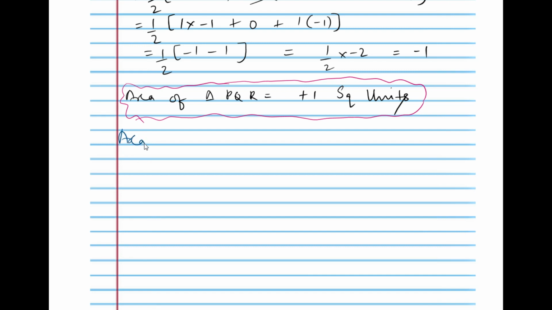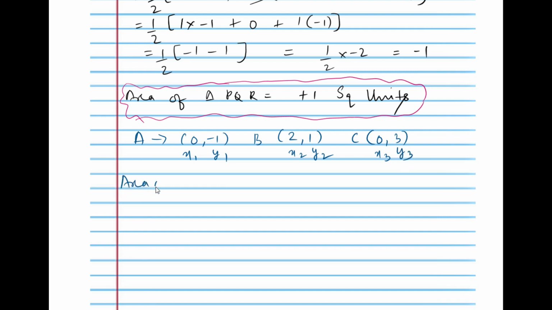Area of triangle. Before that, we'll write down the points. Therefore, it will be easy. Point A is (0, -1). Point B is (2, 1). And point C is (0, 3). Consider them as (x1, y1), (x2, y2), and (x3, y3).